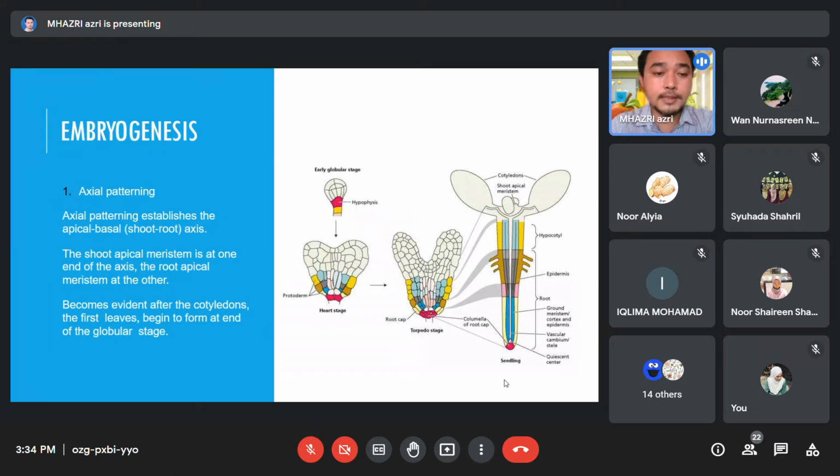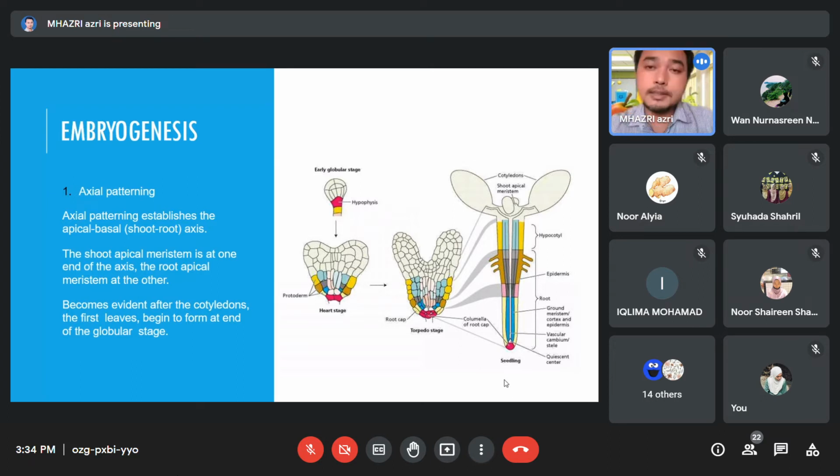At the globular stage, we can observe the differentiation of cells into tissues that specialize later into, what do we call them, dermis, epidermis, cortex. Okay, so axial patterning establishes the apical-basal axis. The shoot apical meristem is at one end, and the root apical meristem at the other end. This becomes evident after the cotyledons. The first leaf begins to form at the end of the globular stage.